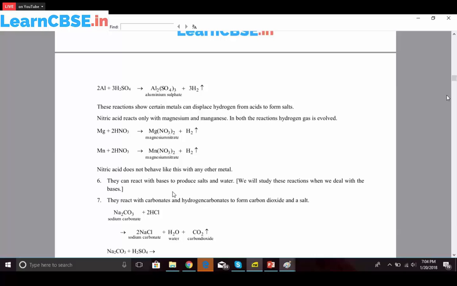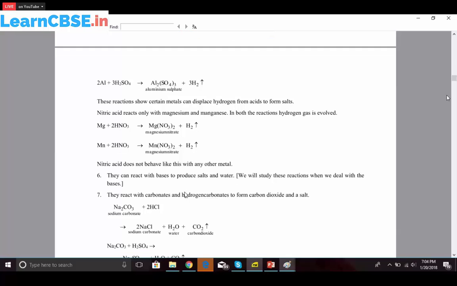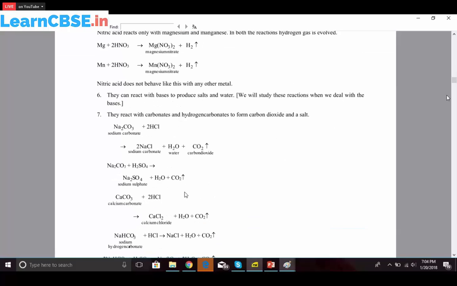Acids can react with a base to produce a salt and water, which we call a neutralization reaction. Also, acids can react with carbonates and hydrogen carbonates to form carbon dioxide and a salt. Sodium carbonate, the formula is Na2CO3, can react with HCl. It forms NaCl plus water, and carbon dioxide gas is released.